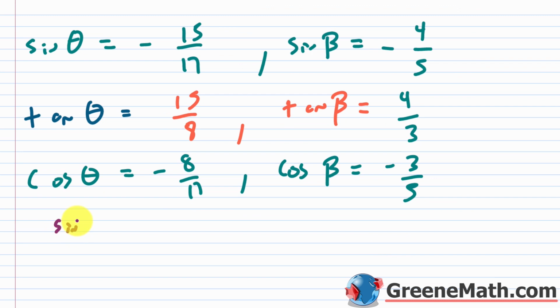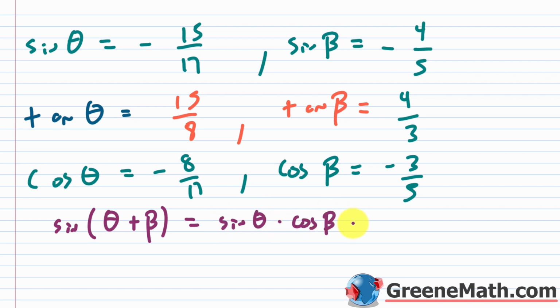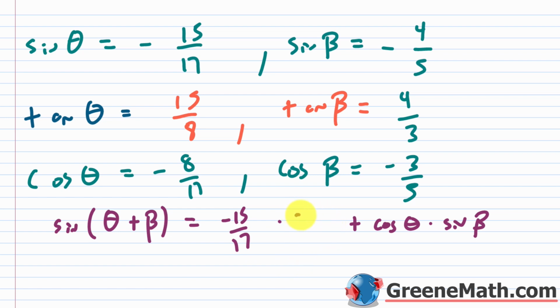So let's start out with the sine of theta plus beta. So again, it's the sine of theta times the cosine of beta, then plus your cosine of theta times your sine of beta. So the sine of theta is negative 15 over 17. The cosine of beta is negative 3/5. The cosine of theta is negative 8 over 17. And the sine of beta is going to be negative 4/5.